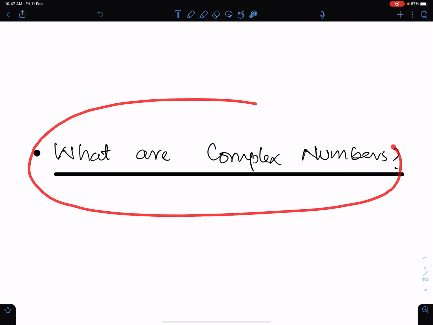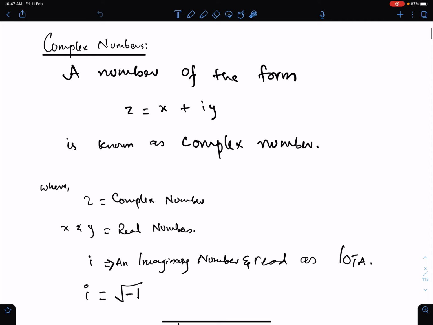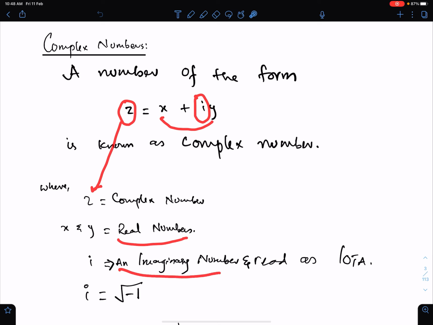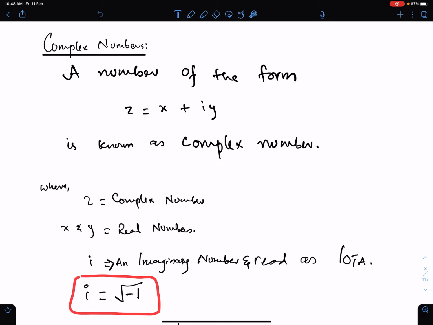What are complex numbers? A number of this form is known as a complex number, where z means complex number and both x and y are real numbers, and this iota is an imaginary number and is read as iota. This small i means iota, and its value is under root minus 1.